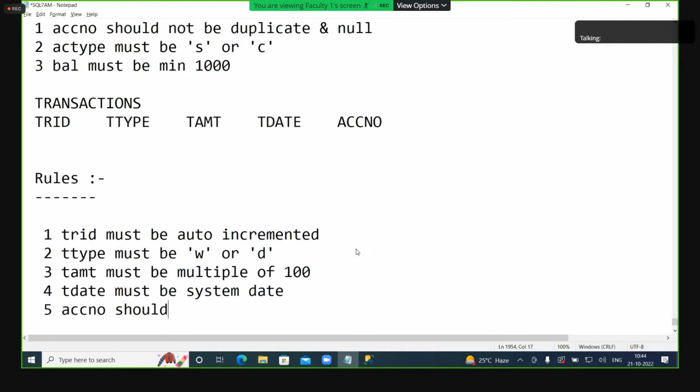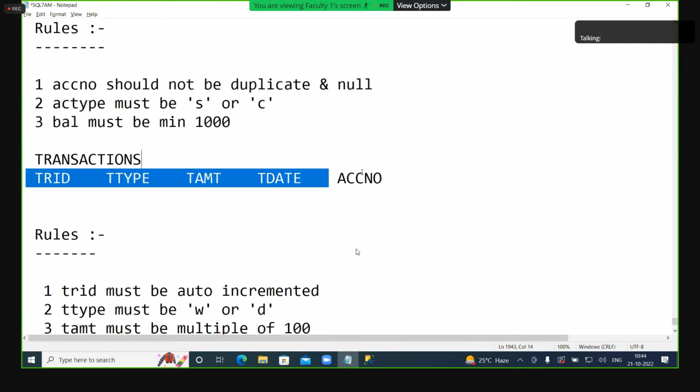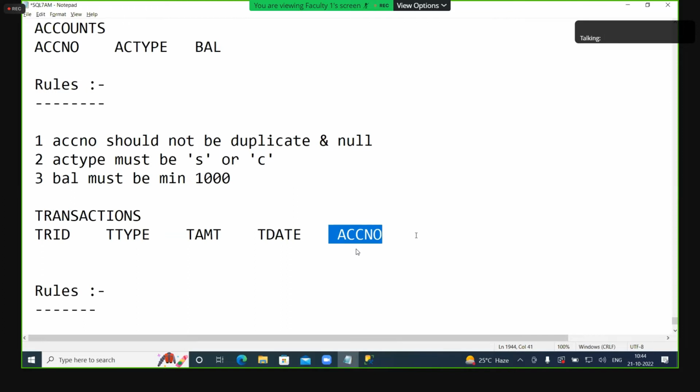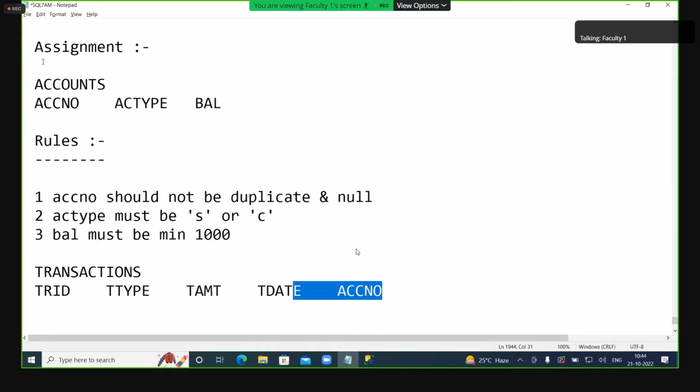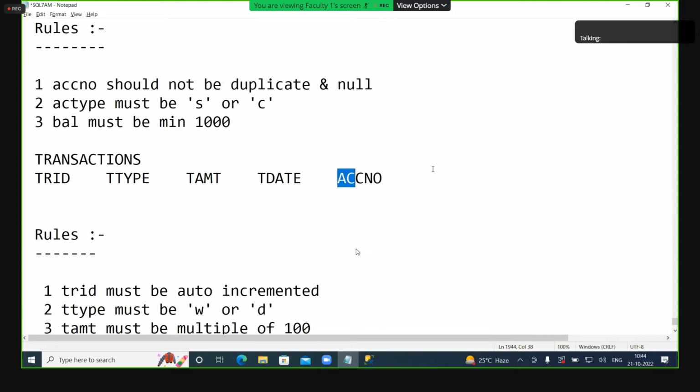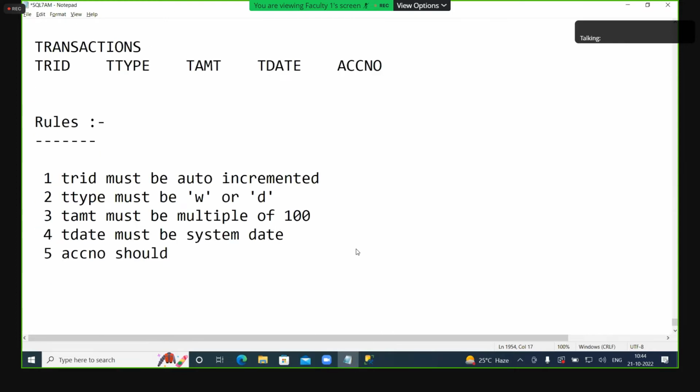Account number should match with what? Who can do the transactions? Only valid customers can do the transaction. That means your account number should be a valid account. Where are the valid account numbers? In the accounts table. So this account number should match this account number. Only valid accounts can do the transaction. This account number should match the accounts table account number. So this account number must be what? Foreign key. Yes or no? So these are the rules. I want to implement these rules.